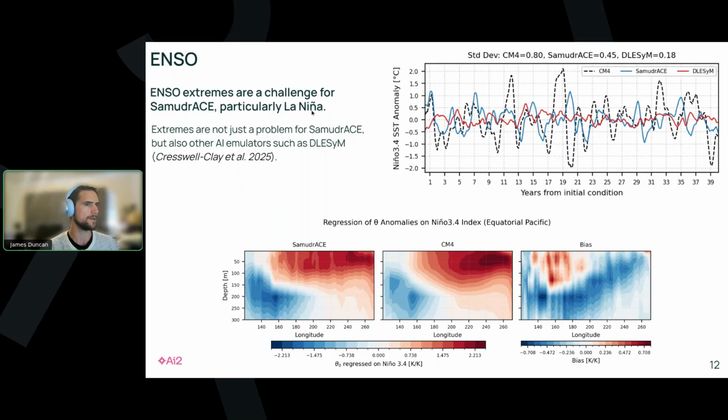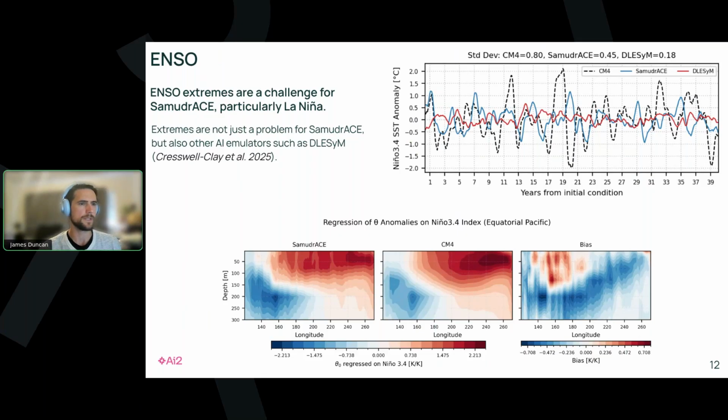And so you can see that Samudrace is sort of missing some of the extremes of the warm ENSO conditions, as well as the cold ones. But this isn't just a problem for Samudrace. It's also, I think, more broadly a problem for this type of machine learning. And our baseline here is another AI emulator called BLESIM from Dale Durran's group.